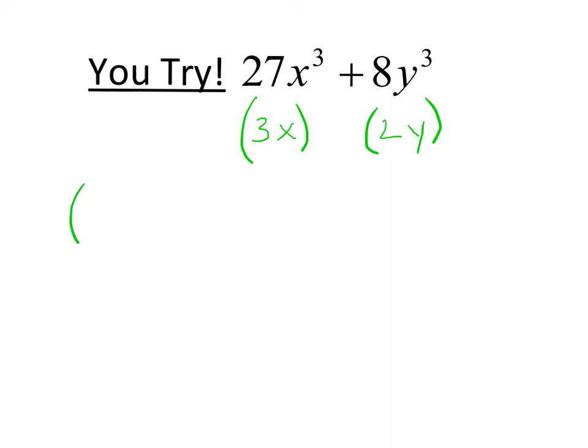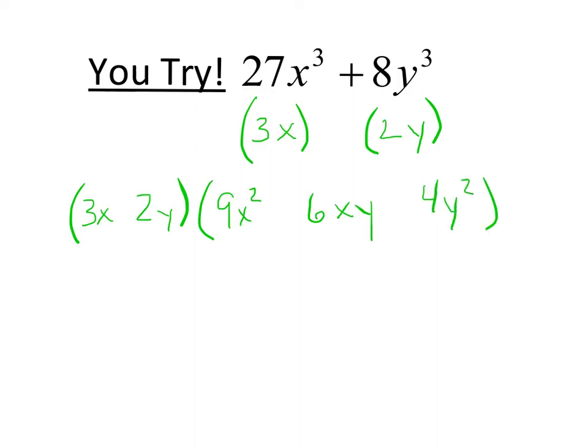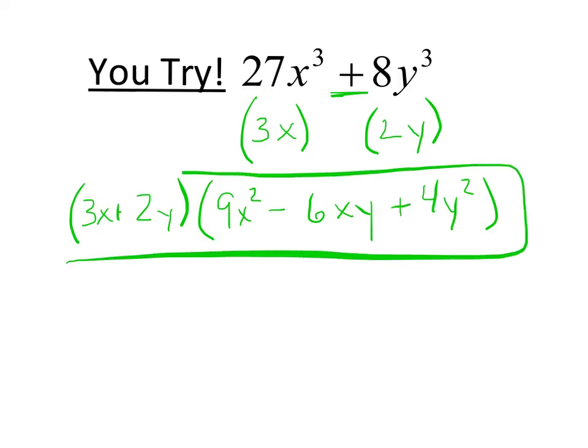Following the pattern, A, B, A squared, AB, B squared, and then we remember SOAP. This was a minus, this was a plus: same, opposite, always positive. Final answer.